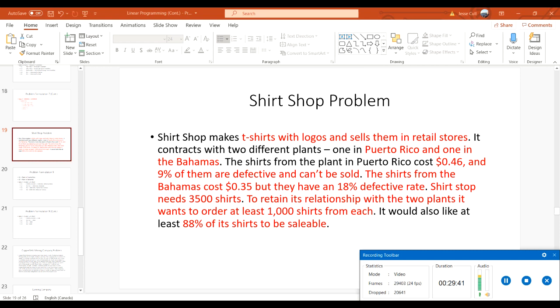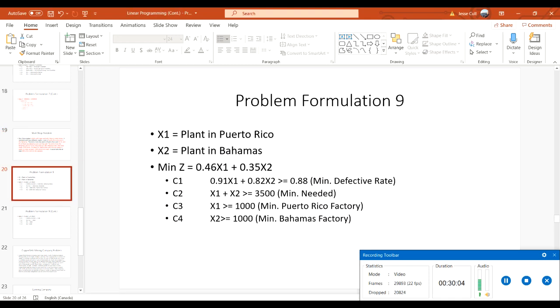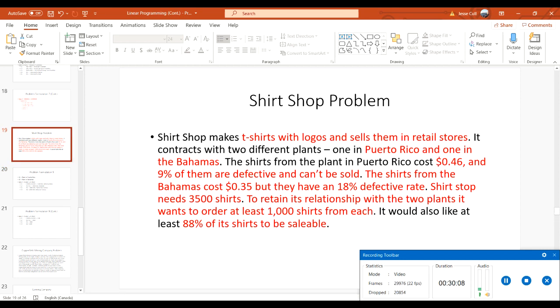All right, everyone, hopefully you paused the video and you were able to complete this problem. Let's look at it quickly together because you've already theoretically completed it. Shirt Shop makes t-shirts with logos and sells them in retail stores. It contracts with two different plants, one in Puerto Rico, one in the Bahamas. These are our decision variables. Where will we manufacture shirts? X1 is Puerto Rico, X2 is the Bahamas.